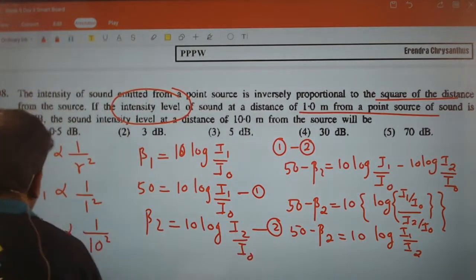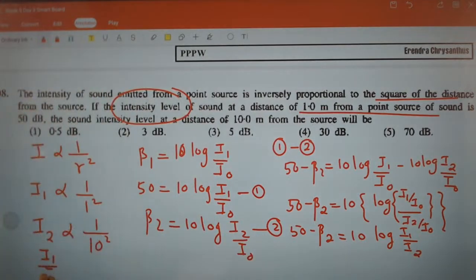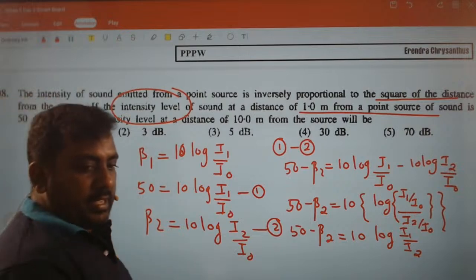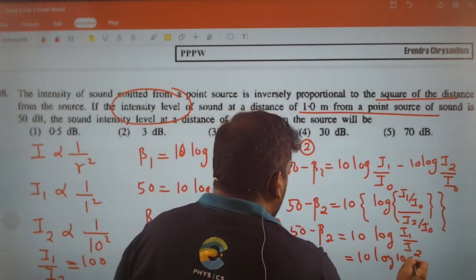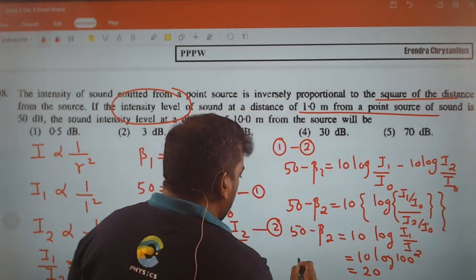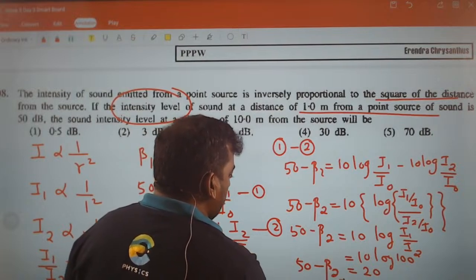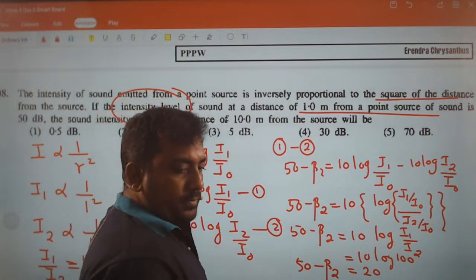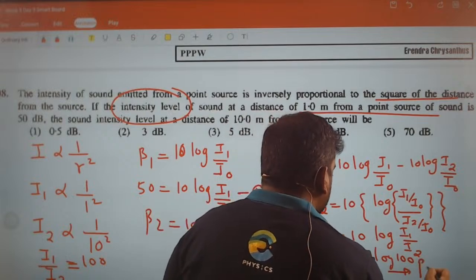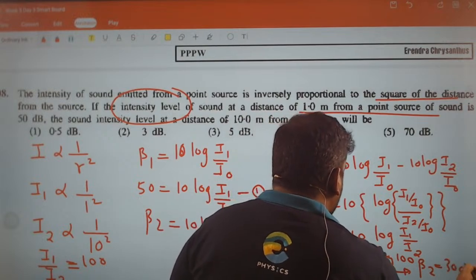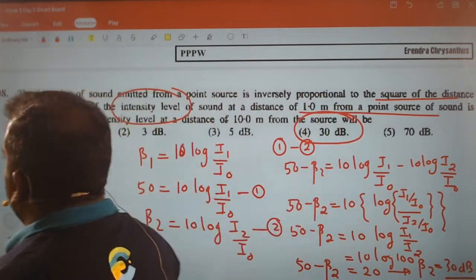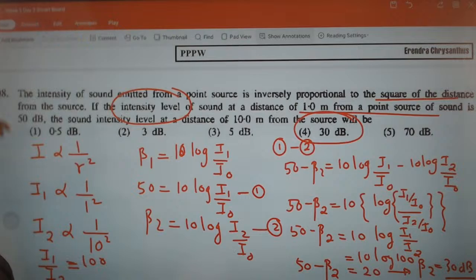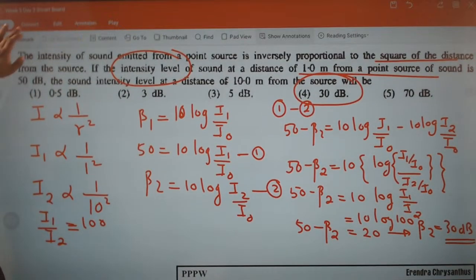What is I1 over I2? If I take I1 over I2 here, the ratio is going to be 100. So I1 over I2 is 100, 10 log 100. Log 100 is 2, so 20 here: 50 minus beta 2 equals 20. What is beta 2? From this you realize beta 2 is equal to 30 decibel, answer number 4. There you go.